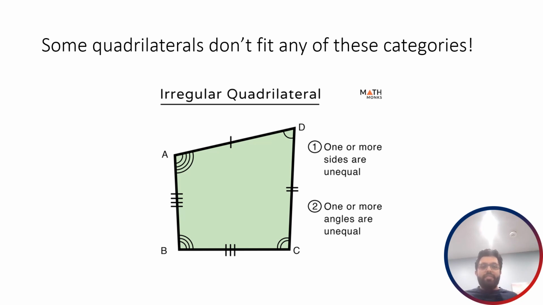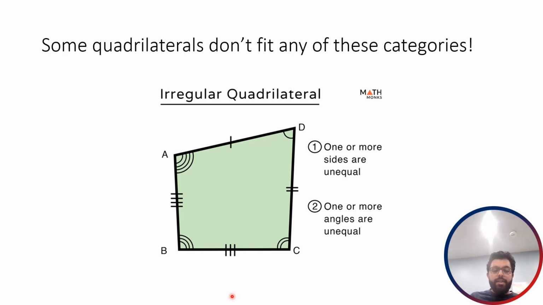And the last thing I want to say for today is that you'll also find that there are some quadrilaterals that don't fit any of those categories that we've talked about. So these are irregular quadrilaterals. So these are ones that don't fit the categories that we talked about. So maybe none of the sides are parallel to each other, or maybe all four sides are different lengths and all 4 angles are different.